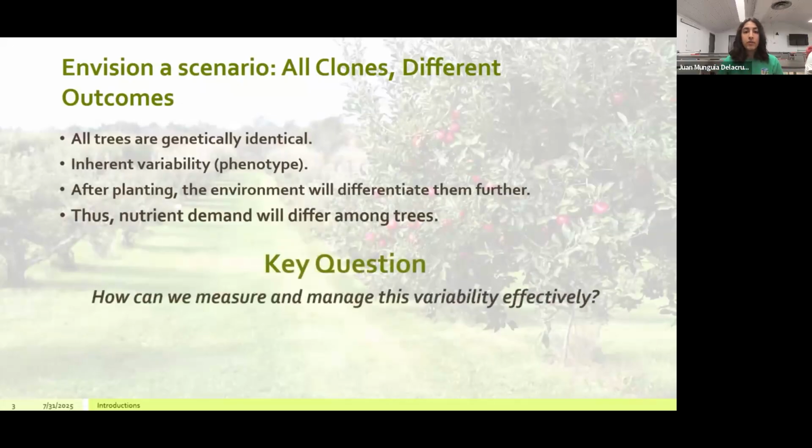That leads us to our key question. How can we measure and manage this nutrient variability effectively? And why does this matter? It's essentially to be able to minimize the amount of input that we put into an orchard and reduce waste of input, because once we apply uniformly, well, certain parts of your orchard could use less.